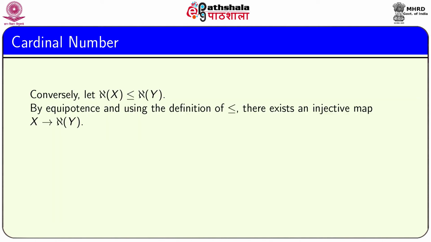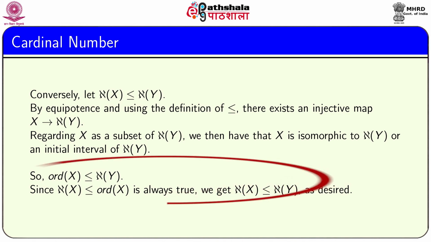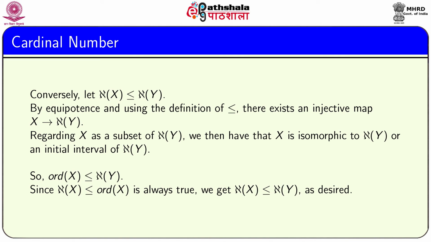Conversely, let the cardinal number of X be less than or equal to the cardinal number of Y. By equipotence and using the definition of less than or equal to, there exists an injective map from X to aleph Y. Regarding X as a subset of aleph Y, we then have that X is isomorphic to aleph Y or an initial interval of aleph Y. So, the ordinal number of X is less than or equal to aleph Y. Since aleph X is less than or equal to the ordinal of X is always true, we get that aleph X is less than or equal to aleph Y, which was desired.